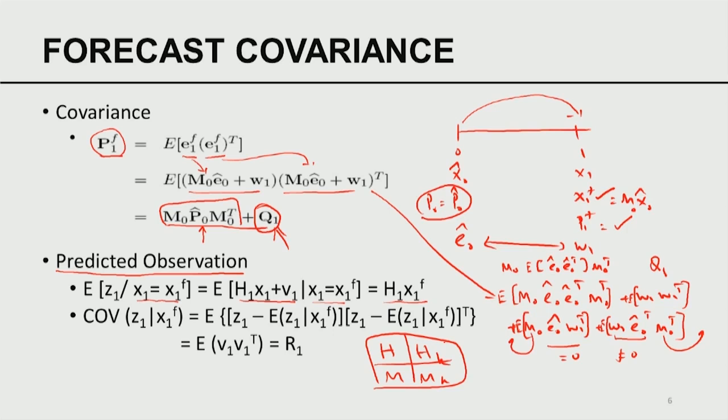So now let's look at this. This is the model predicted observation. Z1 is the actual observation. This is the model predicted observation. So that is the error in the predicted value of the observation given the model state forecast. The product of the two is going to give you V1 times V1 transpose, that is equal to R1 as it should be. R1 is the observational error covariance. So that is a check on what we are trying to do.